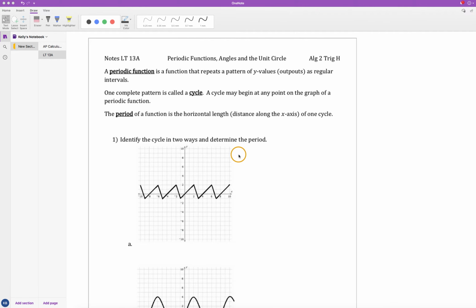Target 13A, periodic functions, angles, and the unit circle. So this is going to be the beginning of our trigonometry unit. There is a lot of vocab at the beginning just because we have to establish some terminology so that we can use it throughout the rest of the unit.